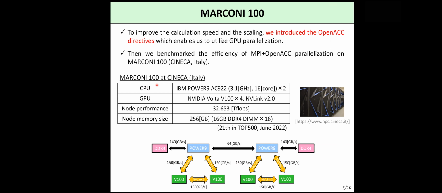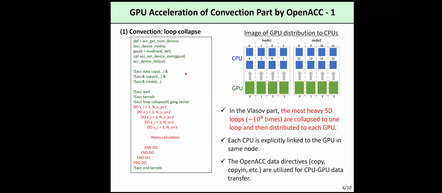On Marconi 100, each node consists of 2 IBM Power9 CPUs with 16 cores and 4 NVIDIA Volta V100 GPUs. Memory bandwidth between CPUs is 64 GB per sec, while that between CPU-GPU and GPU-GPU is 150 GB per sec by NVLink2. From here, I would like to briefly explain how the OpenACC directives are specifically installed to GKNET.